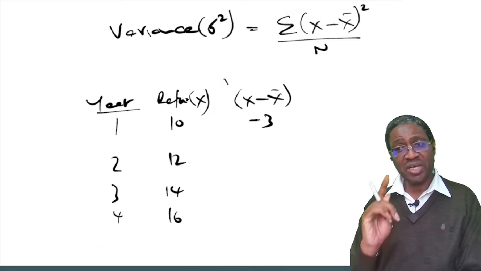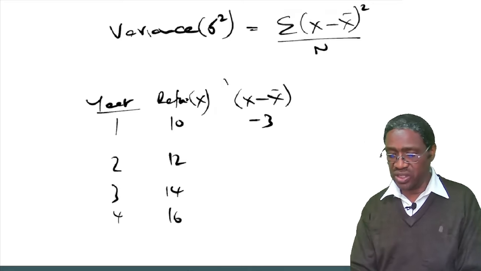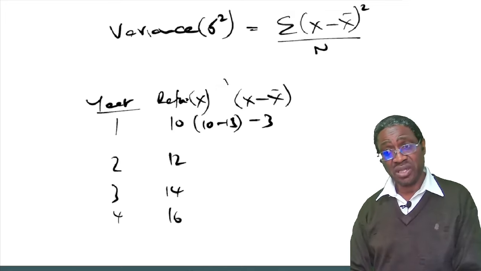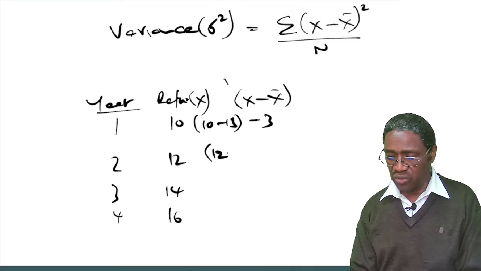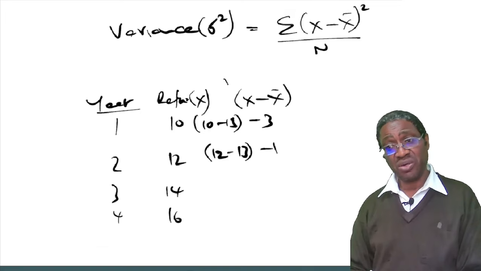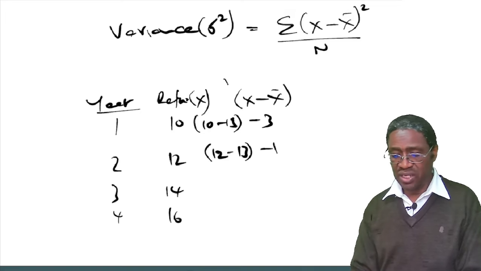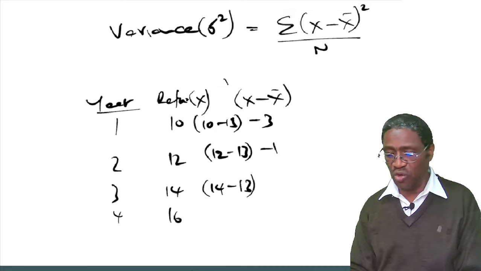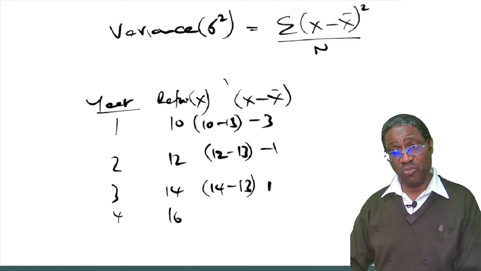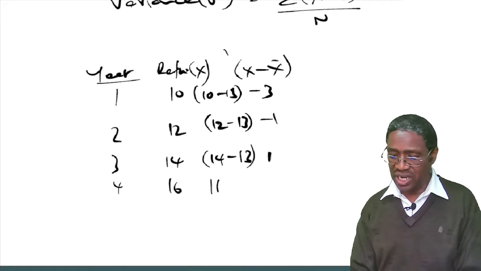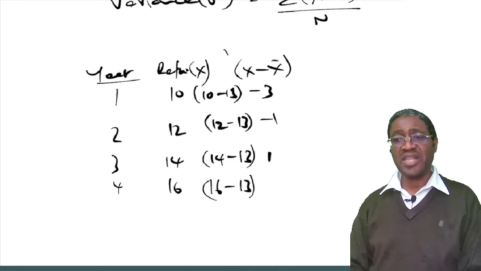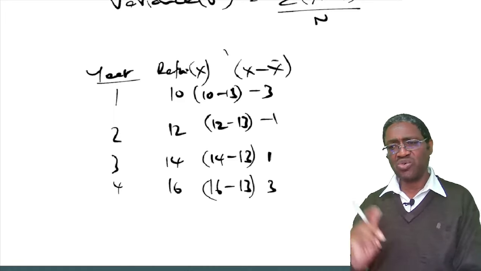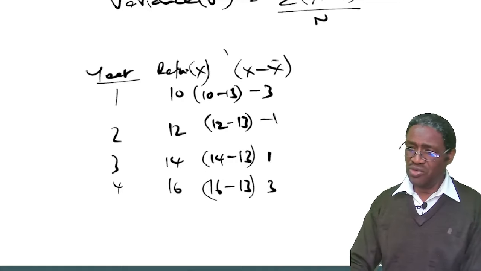Then in the second year, my return was 12%. This is 10 minus 13, that gives you negative 3. In the second year, it is 12 minus 13, that gives me negative 1. In the third year, my return was 14%. My average was 13%. There was a deviation of positive 1. In the fourth year, my return was 16%. The mean was 13. There was a deviation from the mean by how much? By 3%.